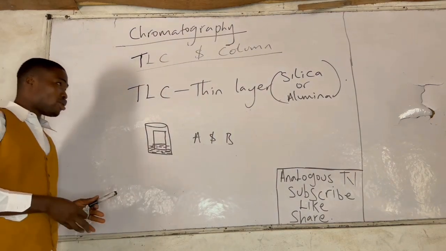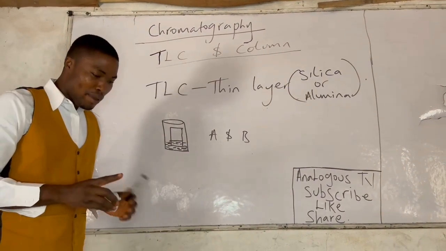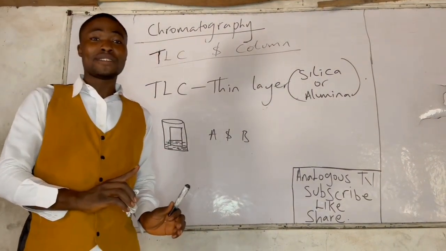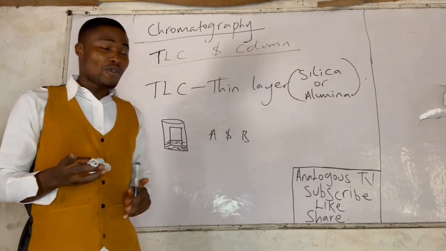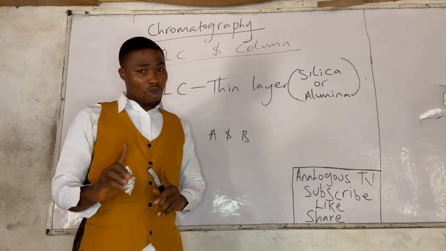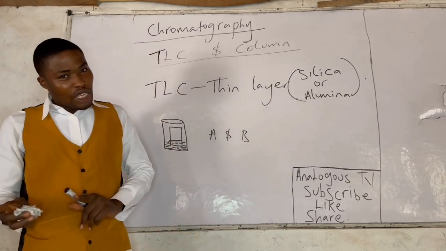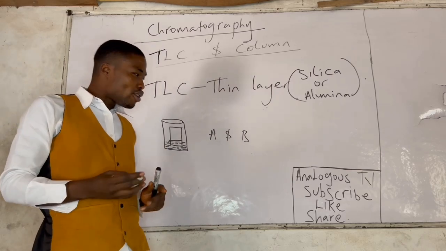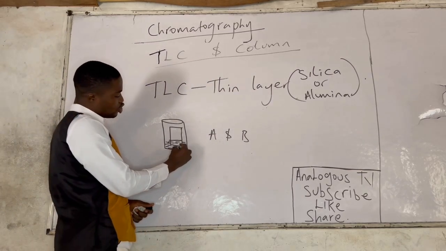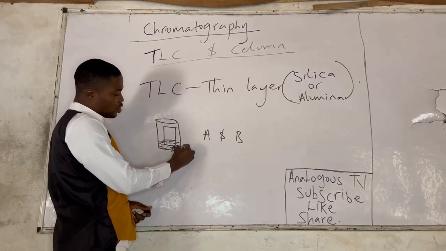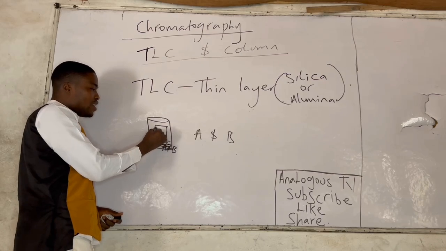Remember, paper chromatography, which is a partition chromatography, works on the principle of solubility, which may be determined by polarity, because polar solutes are more soluble in polar solvents, and non-polar solutes are more soluble in non-polar solvents. Now for TLC, we have a mixture of solutes A and B to be separated. When we put A and B, you see the solvent traveling a distance on the thin layer.